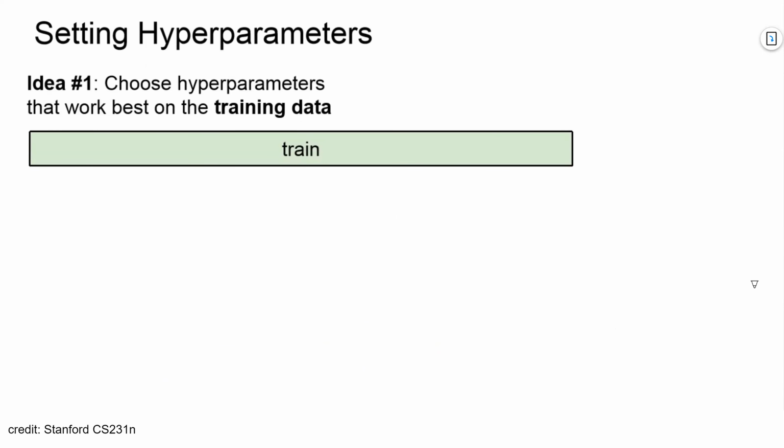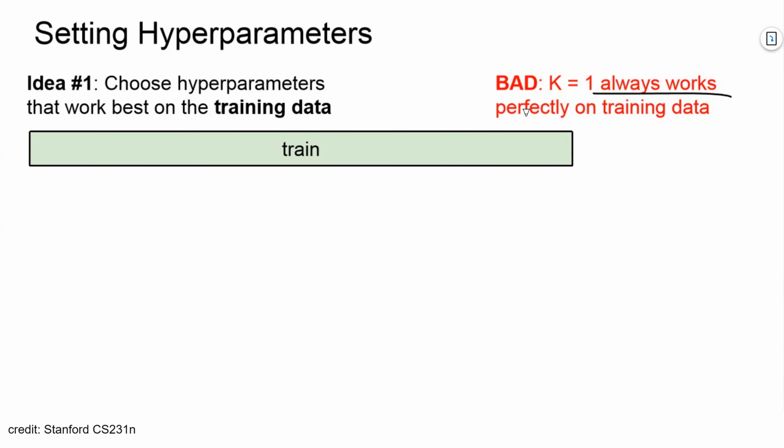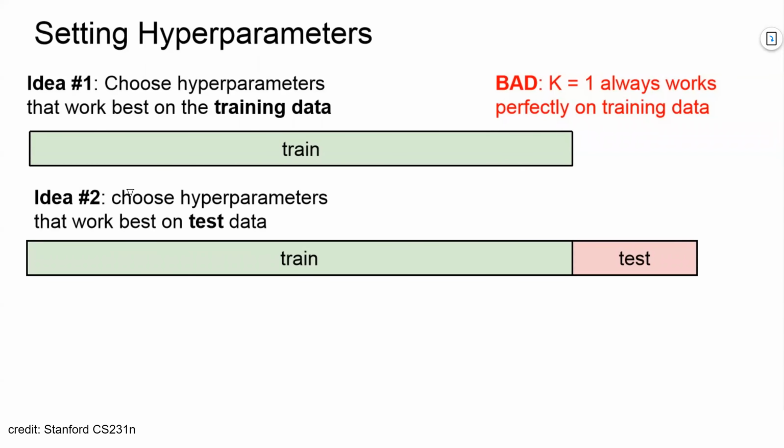And how do we set hyperparameters? One of the ideas is to choose hyperparameters that work best on the training data. However, it always works perfectly on training data, but might not work for test data. Therefore, we choose hyperparameters that work best on test data. This is the second idea.